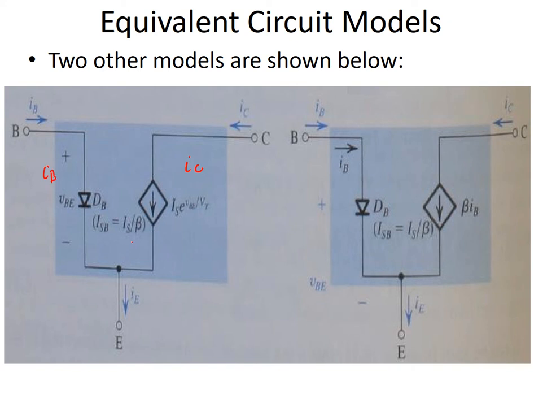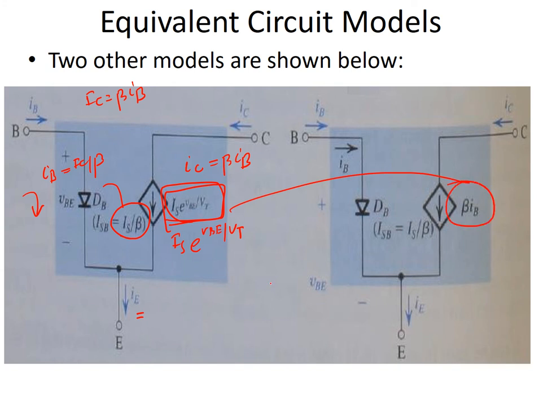Okay, and we know that the collector current we can model like this: IS times e to the power VBE over VT, right? And we also know that the collector current is beta times IB, or IB is what? Collector current divided by beta. So we can model the base current now, based on this collector current value. This is equal to this one, or this is what? Beta times IB. So I can replace this equation with beta times IB.